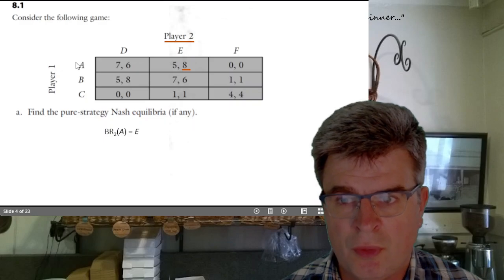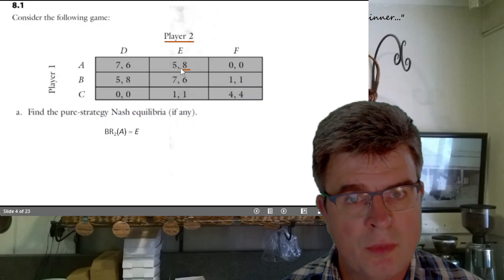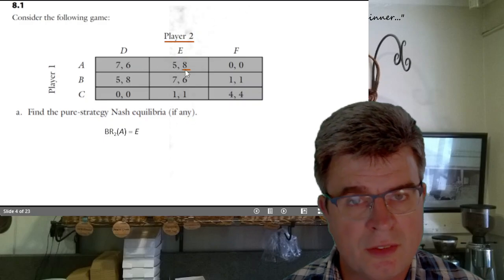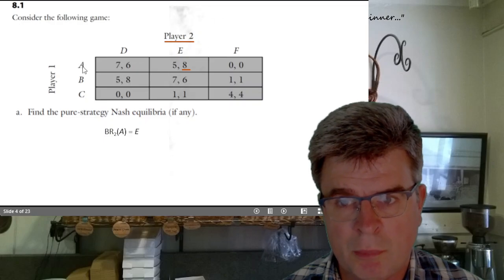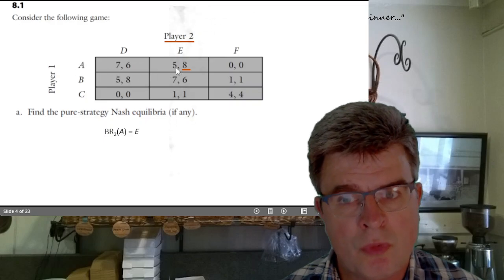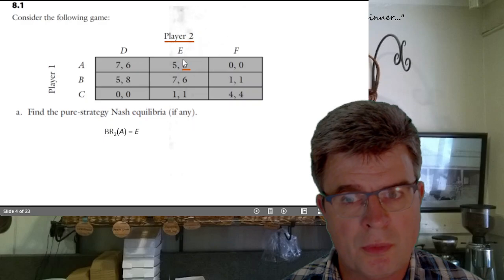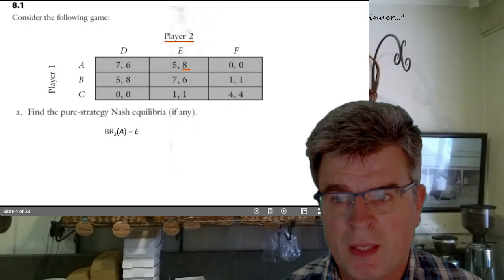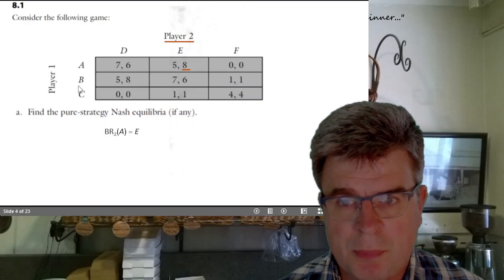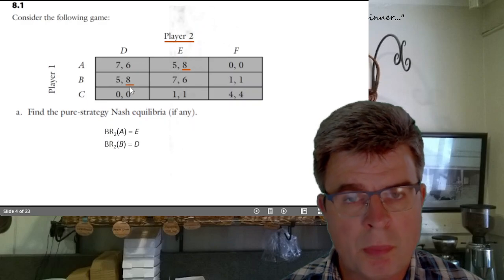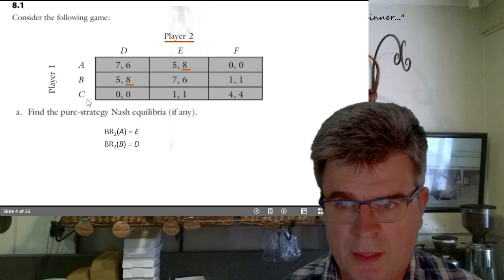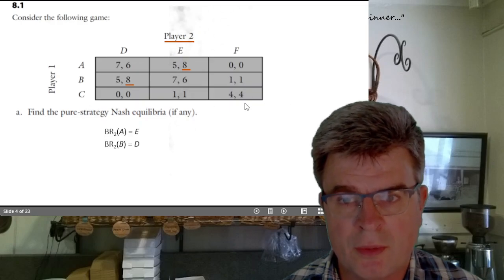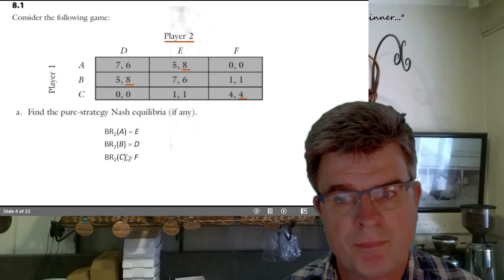So, conditional on action A, we look at the second entries and look at which one is the highest, and in this case it turns out to be 8. So, given that player 1 plays A, it's optimal for player 2 to respond by playing E. If player 1 plays B, then likewise it's optimal for player 2 to play D, and conditional on player 1 playing C, it's optimal for player 2 to play F.